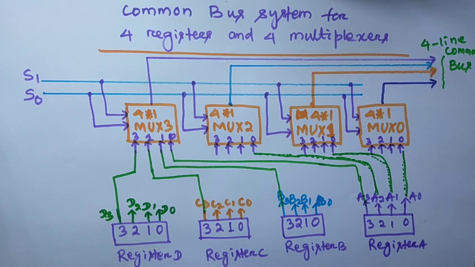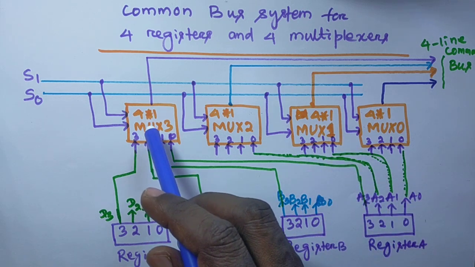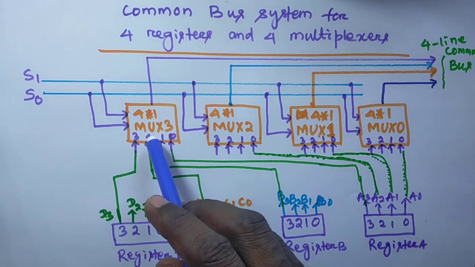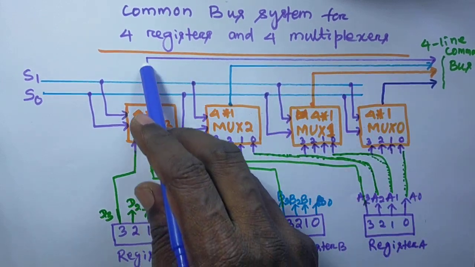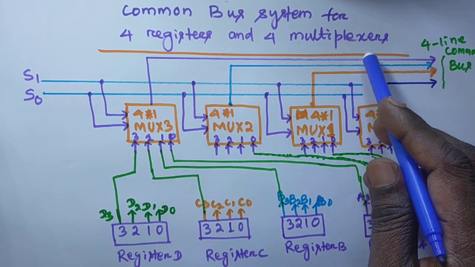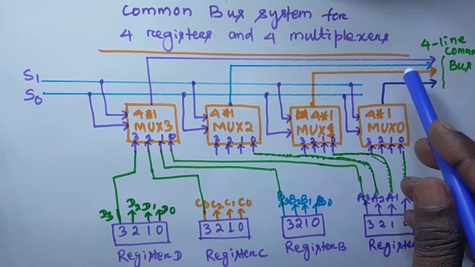Here you see we designed two different components: one is multiplexers and another is registers. Data is provided from the registers to the multiplexers. After that, the multiplexers provide one output each, because we know the structure of a multiplexer: it receives 2 to the power n data inputs and provides only one output. You see, here is one, here is another one, another one, another one. So combining all the outputs, we get 1, 2, 3, 4: a 4-line common bus designed here.